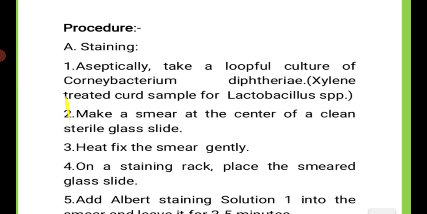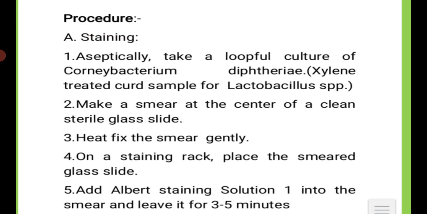Procedure: the procedure is divided into two parts. One is the staining and another one is the mordanting. First point in the procedure: in aseptic condition, take a loopful of culture of Corynebacterium diphtheriae, or prepare a smear of a curd sample and treat it with xylene 2 to 3 times. After making a smear at the center of a clean sterile glass slide, heat fix the smear by moving the slide slightly into the flame of a burner.